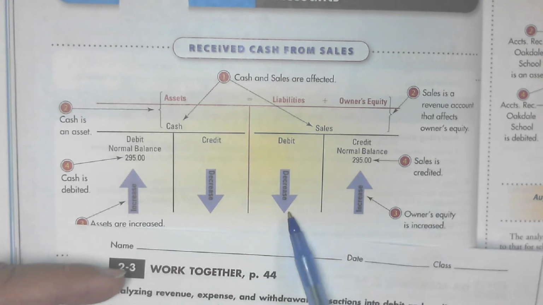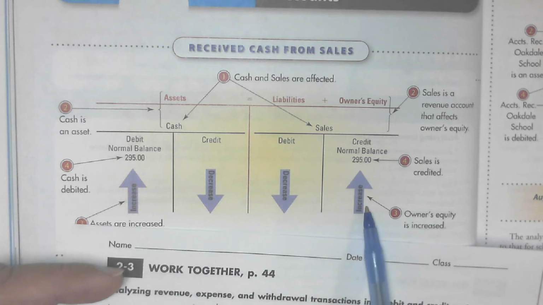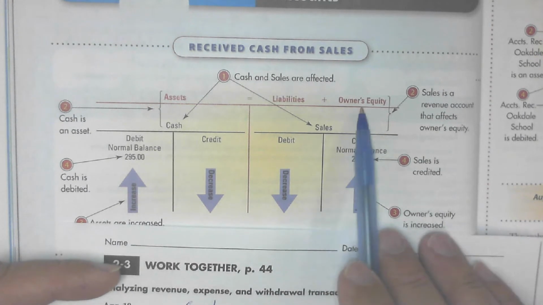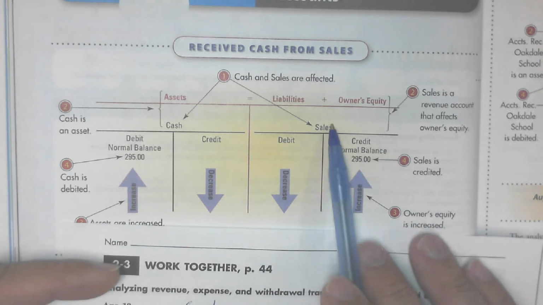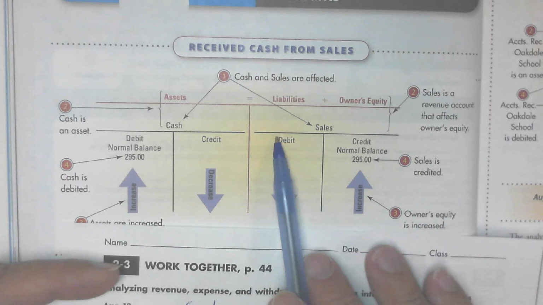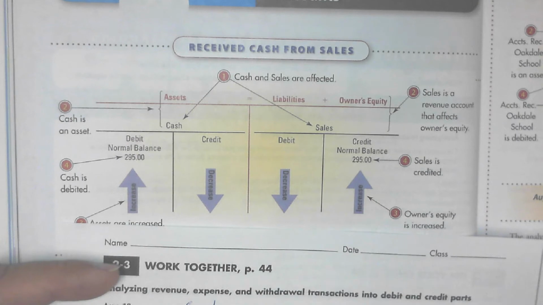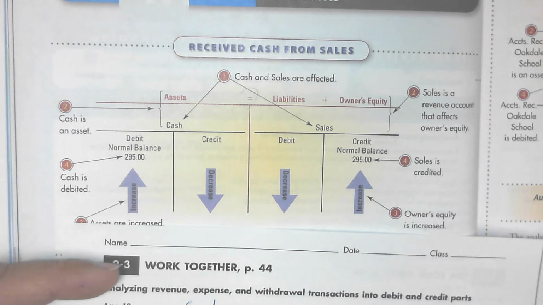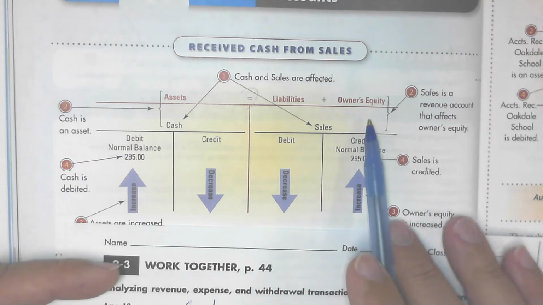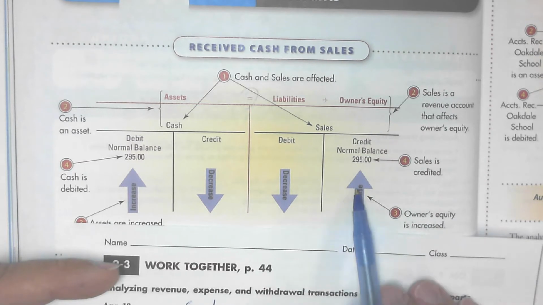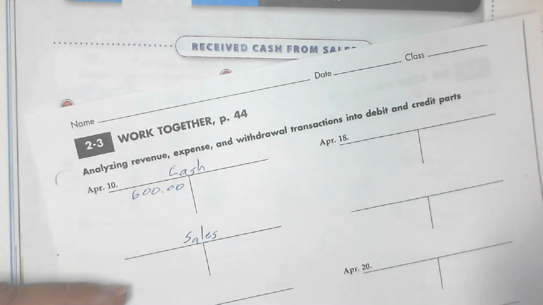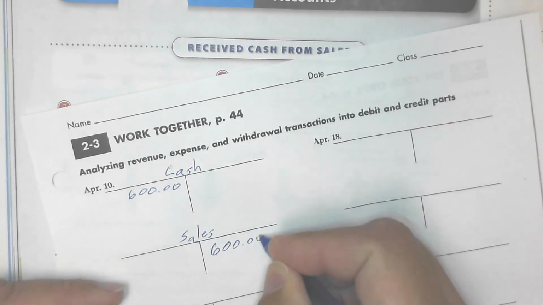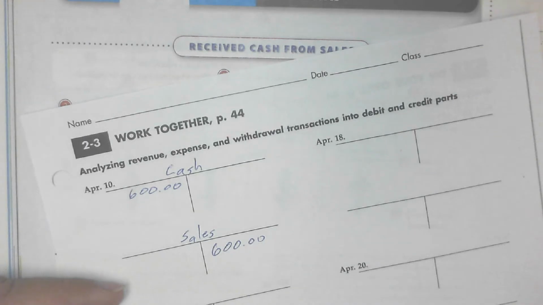So we look here, we've got a decrease and an increase. Increase is on the right side under credit, because remember, sales is part of owner's equity. So that's why it's on this side of the equation. You've got the equal sign, and sales is part of owner's equity, so an increase in sales is on the right side. $600.